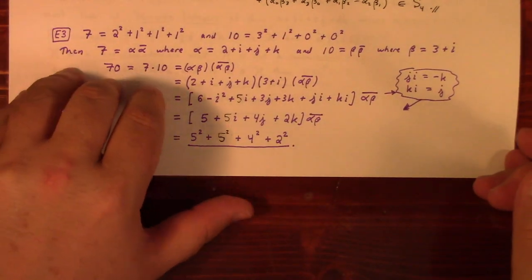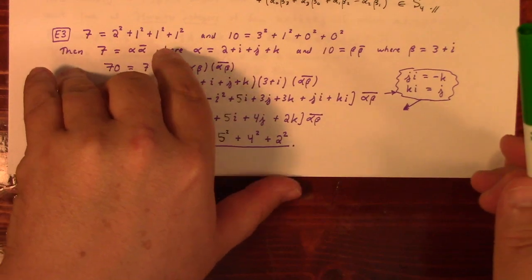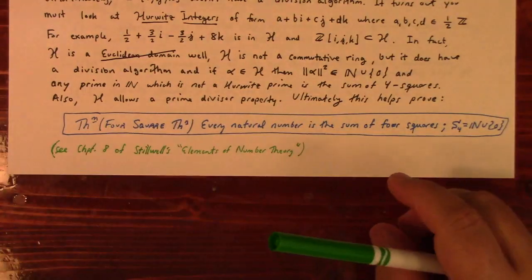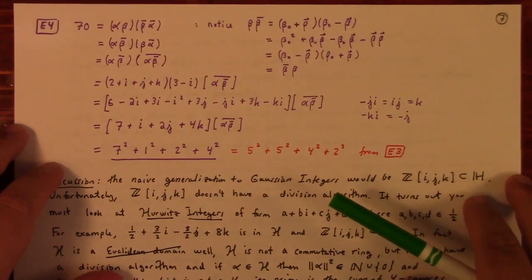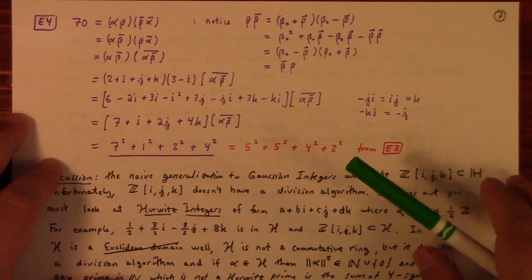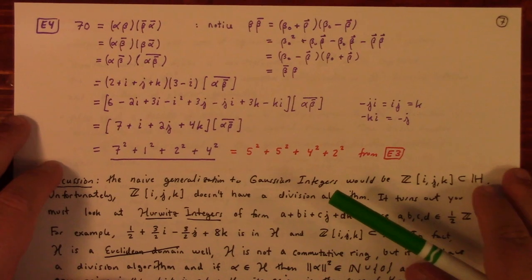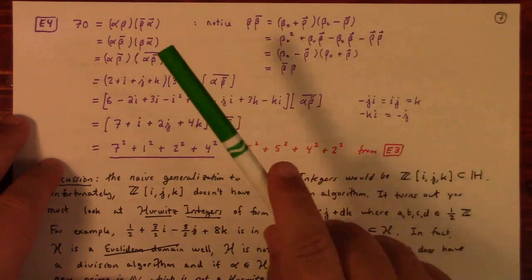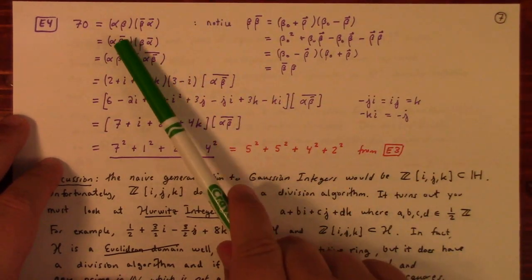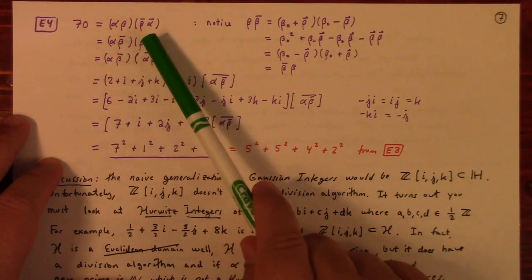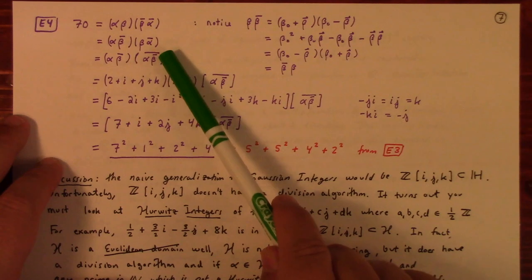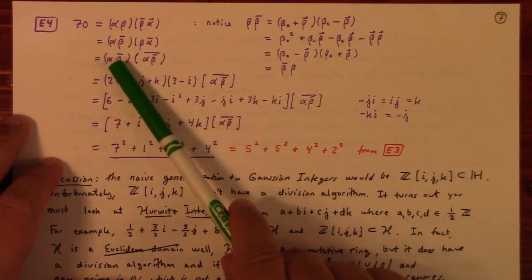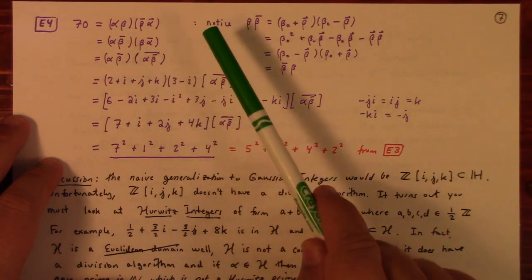But you can do more, right? You could find other ways to write 70 as a sum of 4 squares by grouping the numbers a little bit differently. If instead of grouping alpha with beta, I group alpha with beta bar, see, alpha beta bar, then what's left over is beta alpha bar, but that's actually the conjugate of alpha beta bar. So it's a quaternion times its conjugate, which means it's the sum of squares.